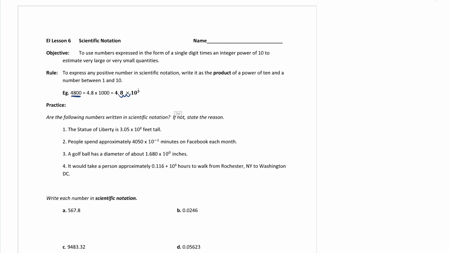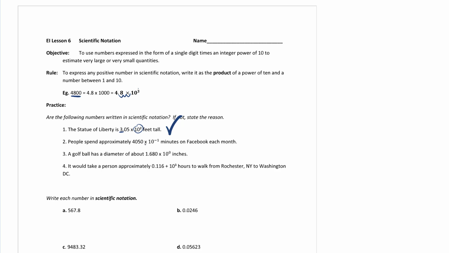Okay, we'll do a couple other examples of this in the practice right here. 1, 2, 3 for 3. First one, are the following in scientific notation? If not, we'll state the reason. So, scientific notation, once again, we want a single digit times an integer power of 10. So here's a single digit, 3. The decimals, it doesn't matter how many there are, times an integer power, 10 squared, of 10. Yes, ching. Man, my check marks are pretty. Oh, that's beautiful.